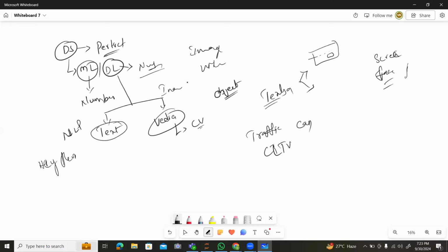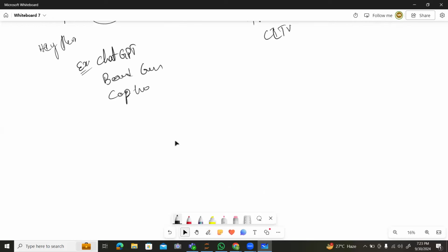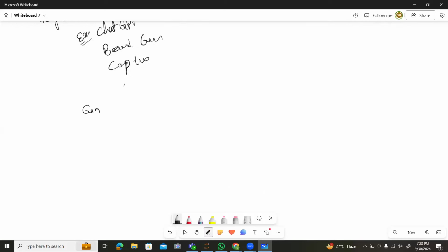Right now we are using ChatGPT. Bard, now known as Gemini, and Copilot work completely on language translation, that is, natural language processing. Even generative AI works on text-related data, which is known as natural language processing. Let me discuss in the next part what exactly generative AI is doing and how it works.